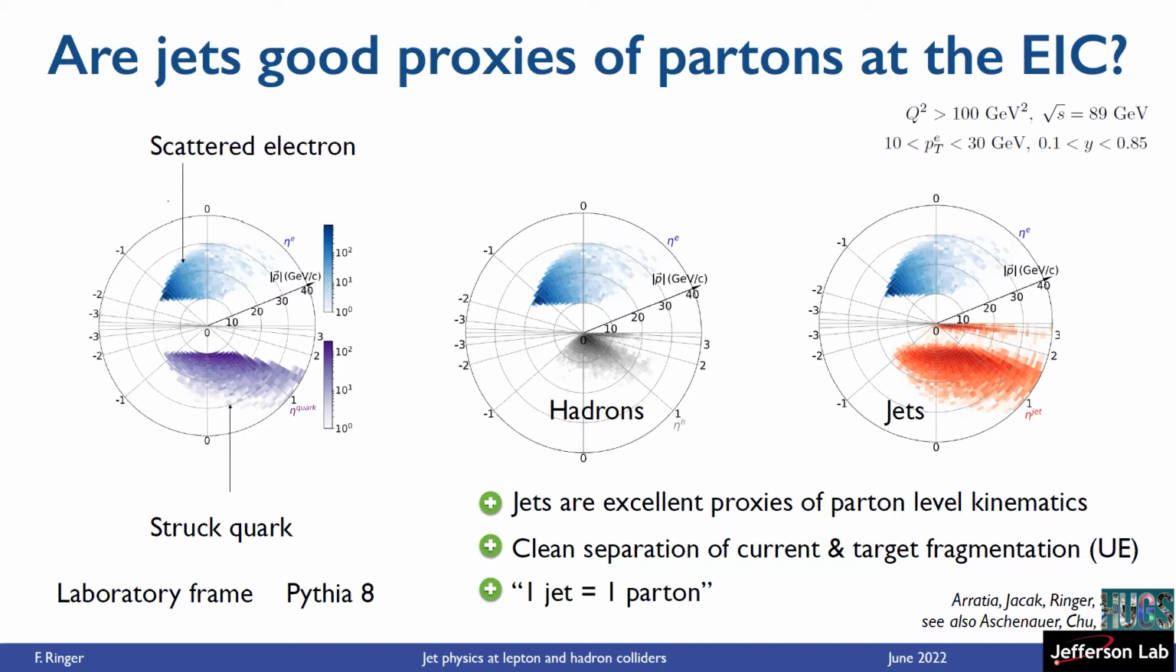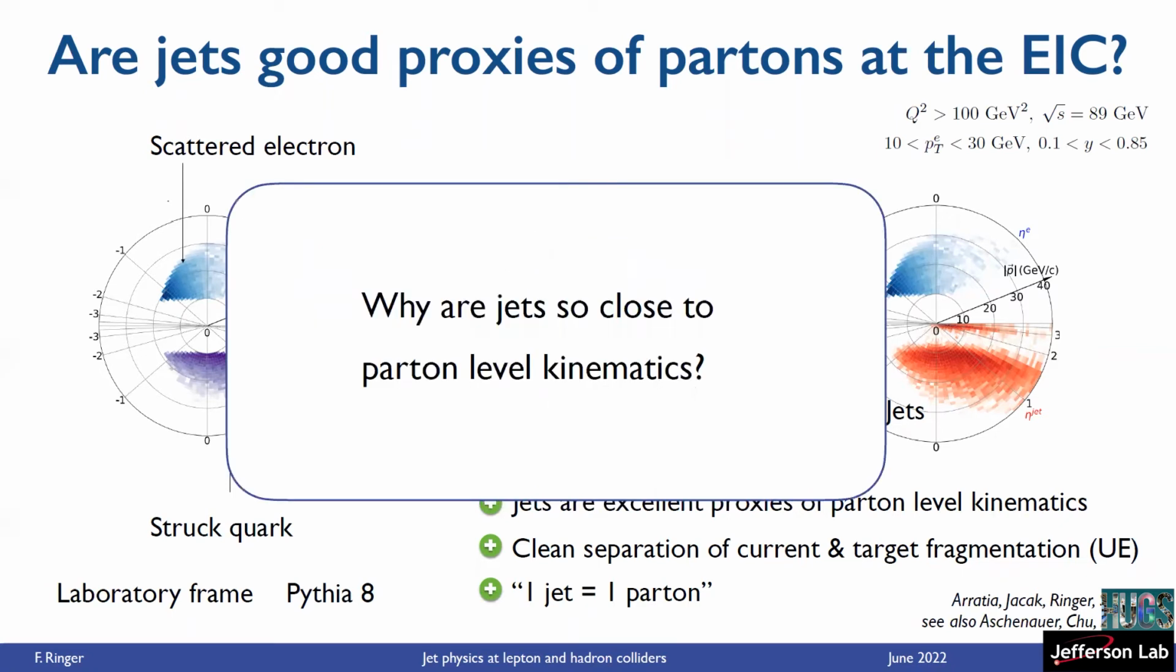And the physics of current and target fragmentation regions are very different. If you know more about DIS and JLab, that's always a big discussion. But if you use jets at the EIC, you don't really have any issues separating those two regions, versus if you use hadrons, it's much more difficult because these two regions are completely merged together and you need to use more sophisticated techniques to actually separate the two. If you use jets, that comes for free in the end, and you don't have to worry about that too much.